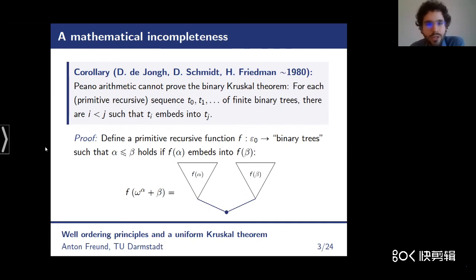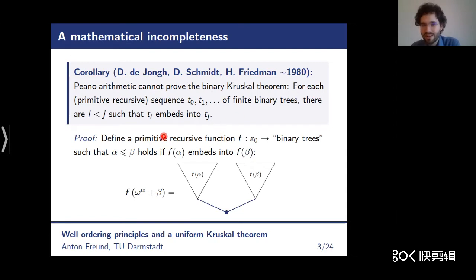So in order to show this new unprovability result here, it suffices to reduce the well-foundedness of epsilon 0 to this version of Kruskal's tree theorem. And that's done as follows. So consider an infinite sequence of ordinals below epsilon 0, then use this function f here to transform it into an infinite sequence of binary trees.